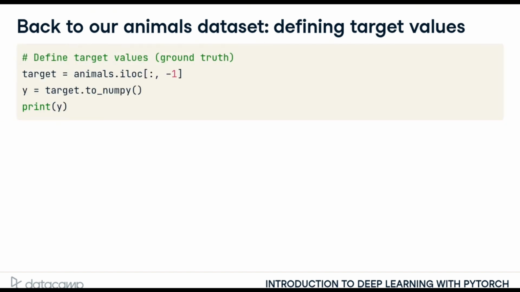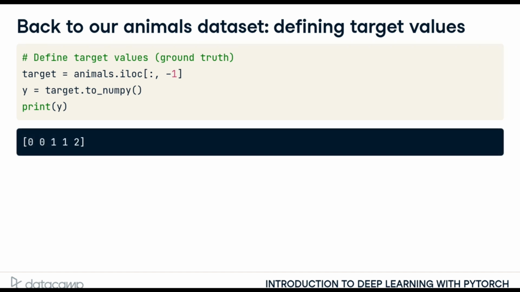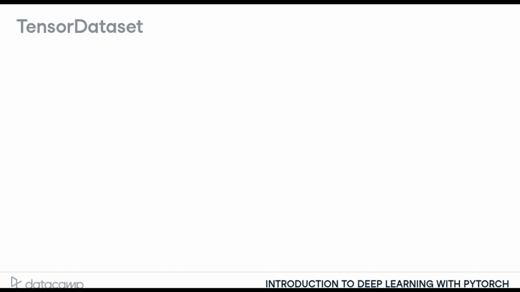Similarly, we can extract the last column, type, and store it as an array of our target values, which represent the class labels for each animal. We'll call this Y.